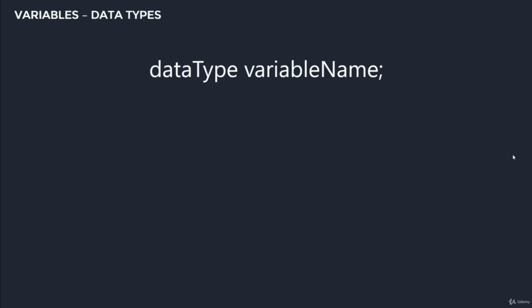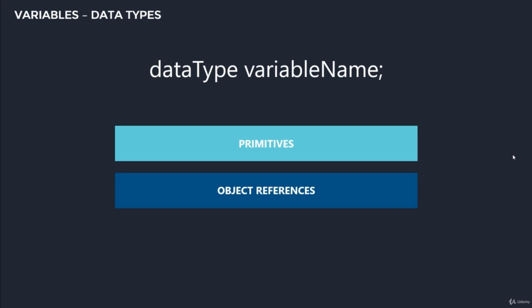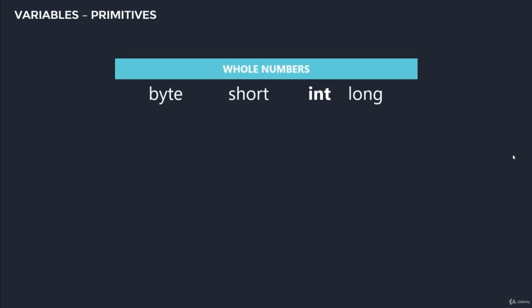Okay, so what data types does Java have? There are two groups, primitives and object references. There are separate lectures to explain them in detail, but I'm going to give you a short introduction to them here. So let's start with primitives. Whole number data types are byte, short, int, and long. They vary based on how big a number they can store. Int here is bold because it is the default data type of whole numbers. They can be used to store whole numbers like the number of players on the field or number of passengers.